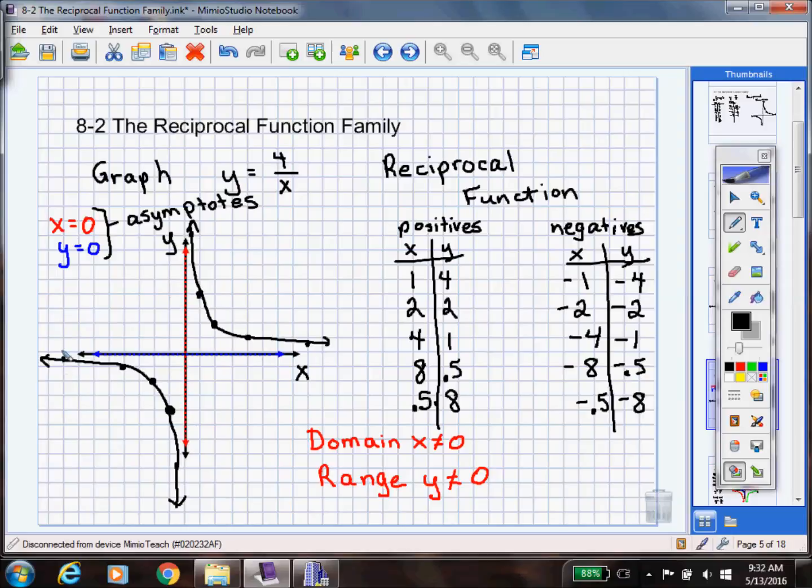Now, the asymptotes tell us the values that x and y are not allowed to be. So x can be anything in the whole universe except it can't be 0. We all remember that it can't be 0 because you divide by 0 and you get a false answer. So our domain is when x does not equal 0. The range is when y does not equal 0. And our asymptotes are those lines that divide it up.